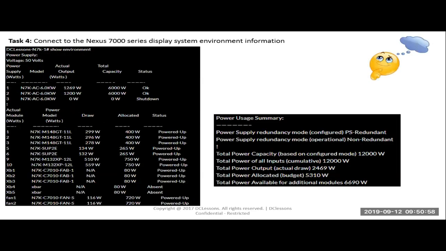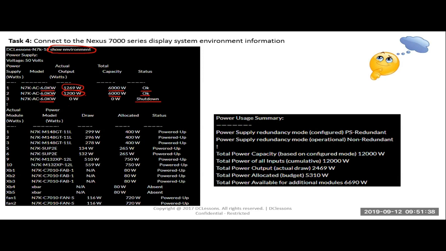Okay, now if you want to see the environment information, here you can write the command show environment. Under show environment you will see that there are 3 power supplies, of which 2 are powered on and 1 is shut down, right? And all these 3 power supplies are 6 kilowatt, so the total capacity is 6000 watts, right? But actually the first is providing 1269, the second one is providing 1200, and the third one is shut down, so it's not providing.